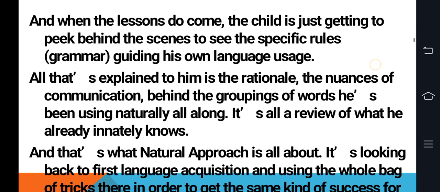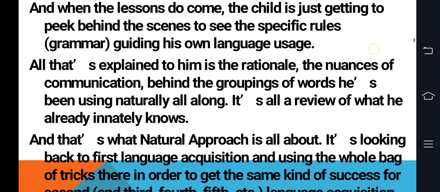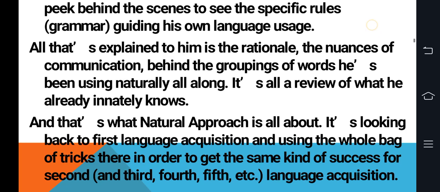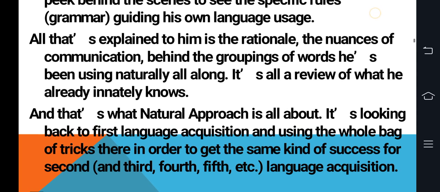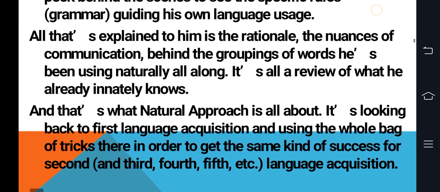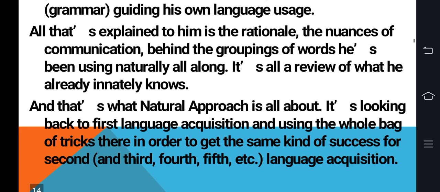And when the lessons do come, the child is just getting to peek behind the scenes to see the specific rules for the grammar guiding his own language usage. All that's explained to him is the rationale, the nuances of communication behind the groupings of words he is using naturally all along. It's all a review of what he already innately knows. And that's what the natural approach is all about.